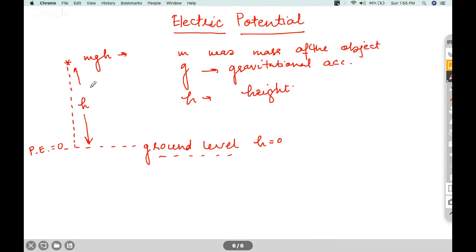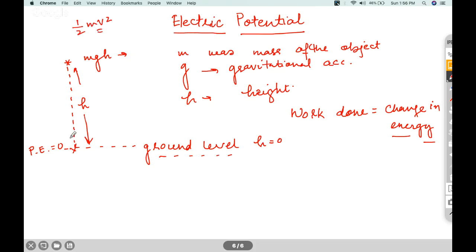Now why this potential energy? I'm not getting into much detail. Work done is always defined as change in energy, as kinetic energy remains the same. What is kinetic energy? Kinetic energy is half mv square. Mass is there but velocity is not, as I am assuming that my object is at rest at both the points, so there is no change in kinetic energy. Hence work done would be equal to the change in potential energy.